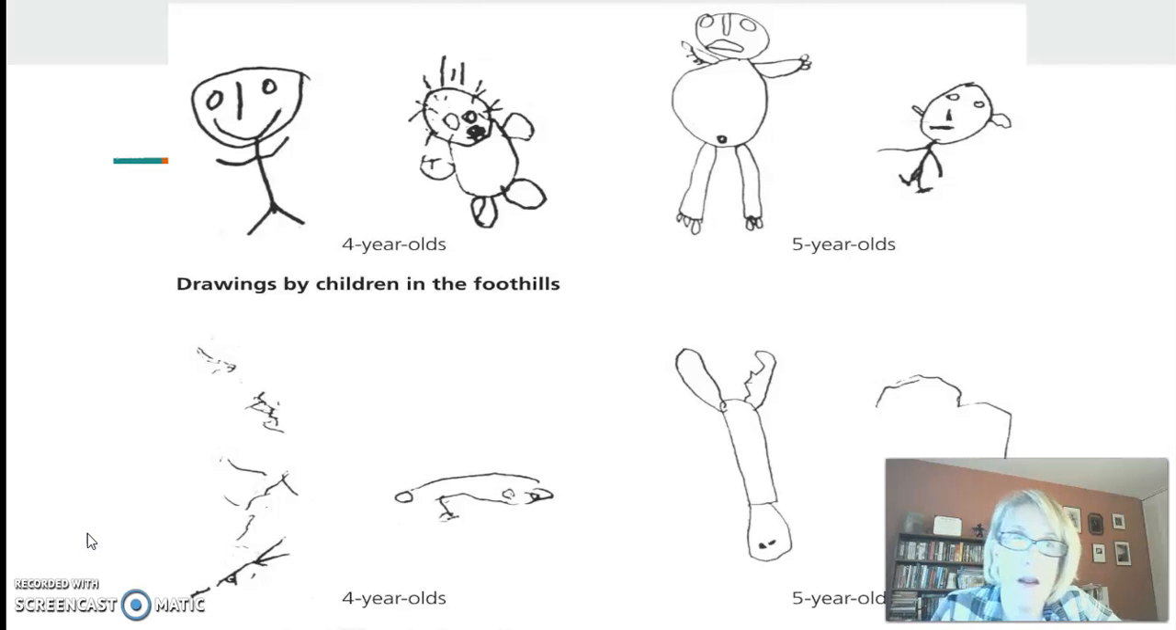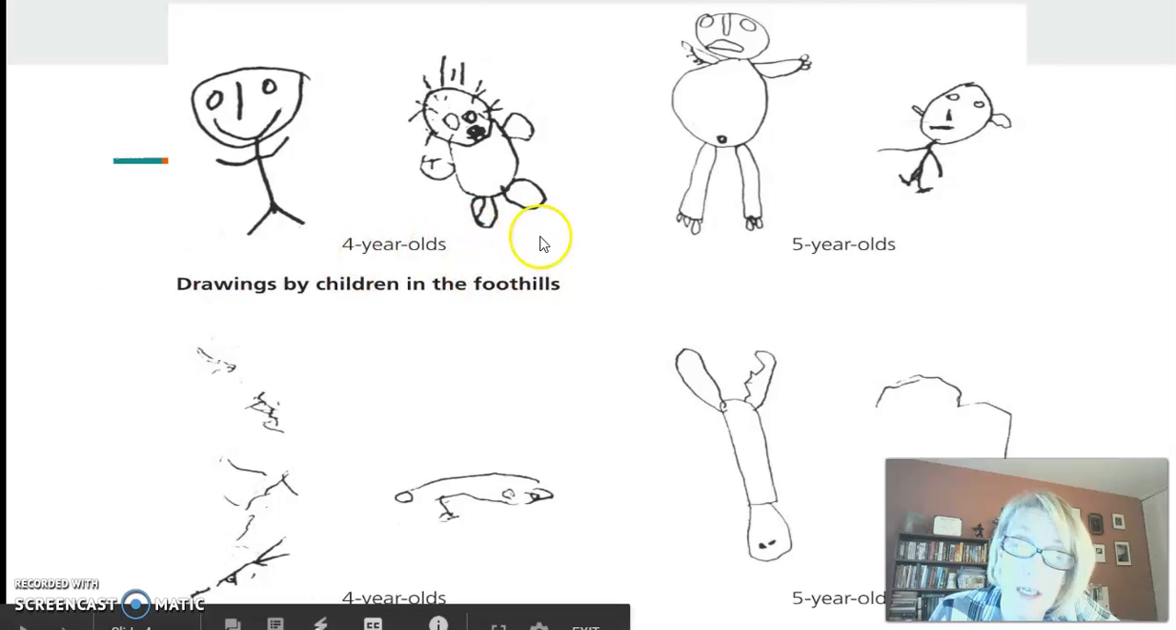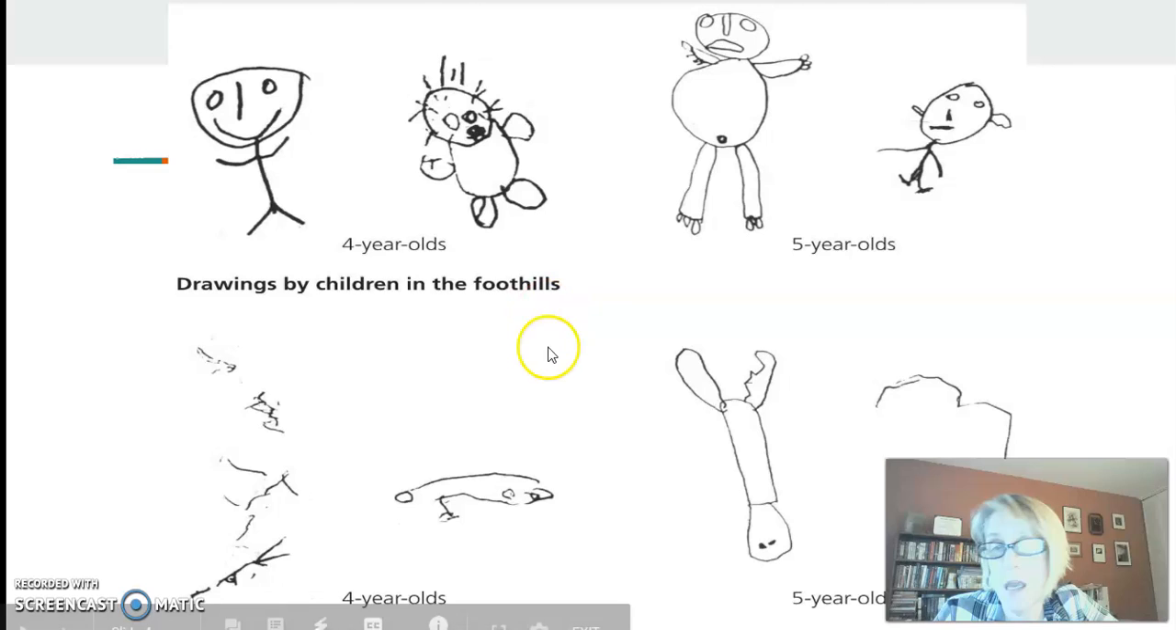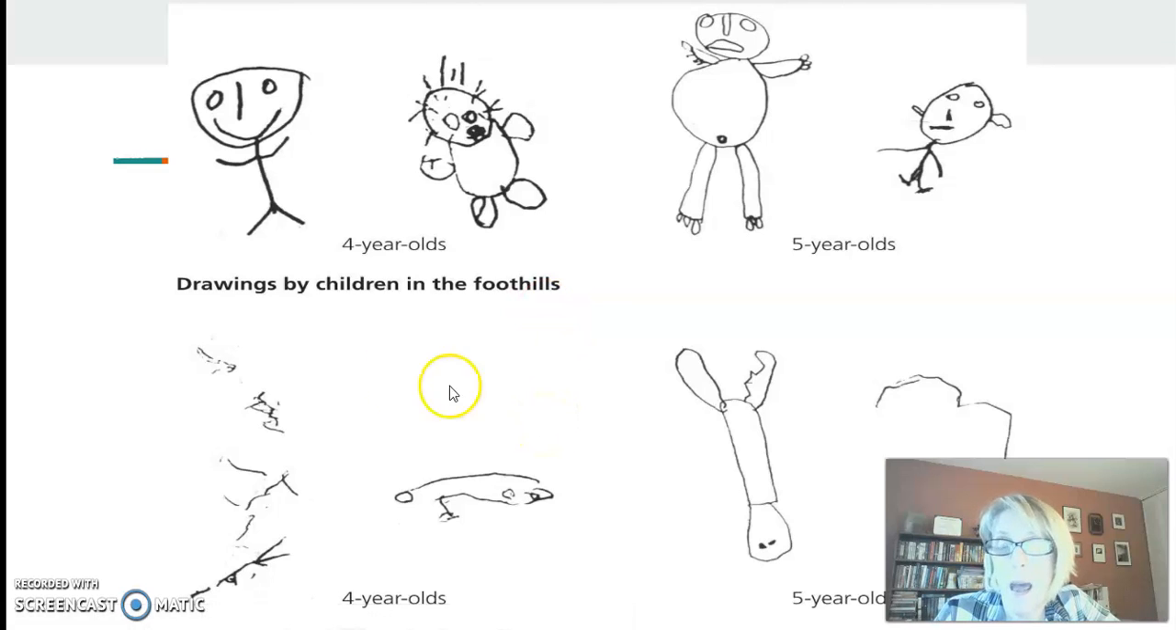So they compared the children in the foothills who were not exposed to the pesticides versus ones that were. And you can see just from here what the difference was. So this study seemed to indicate that there were clear developmental problems with exposure to this particular pesticide.